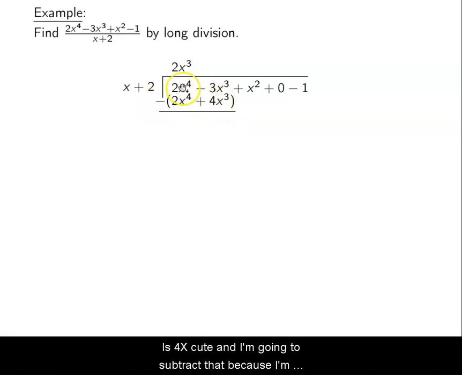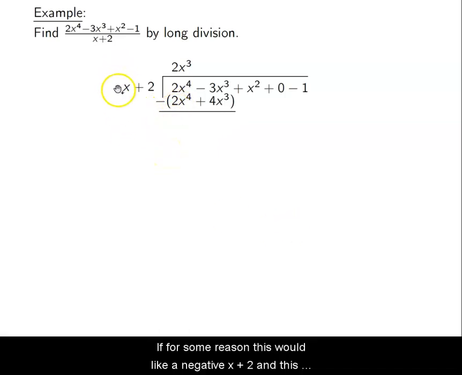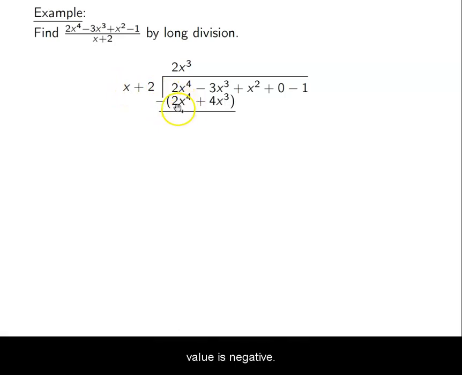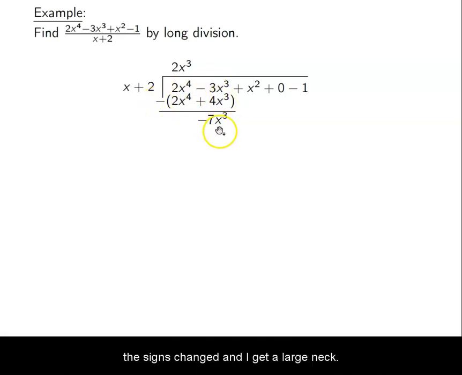And I'm going to subtract that because I'm really focused on these numbers. I don't really care about these so much, but these are the ones I'm focusing on. I need these to cancel and be 0, so I'm going to subtract them. If for some reason this was like a negative x plus 2 and this value was negative, I would then add them together so that these two terms cancel each other. Okay, so I am subtracting these right now because this is positive, right? So 2x to the fourth minus 2x to the fourth will give me 0. Negative 3x cubed minus 4x cubed will give me a negative 7x cubed. Here I'm taking negative this and subtracting this positive, so the signs change and I get a large negative.